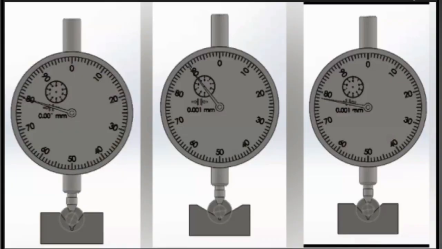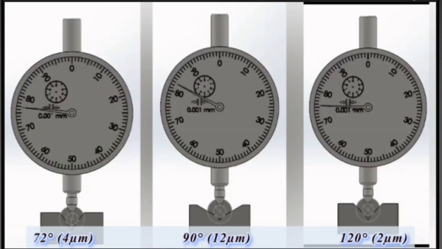If a piece with quad lobe is measured with a V-block at an angle of 72 degrees, the runout is 4 micron. If the same piece with the same measurement condition is measured with a V-block at an angle of 90 degrees, the runout of the piece is 12 micron.